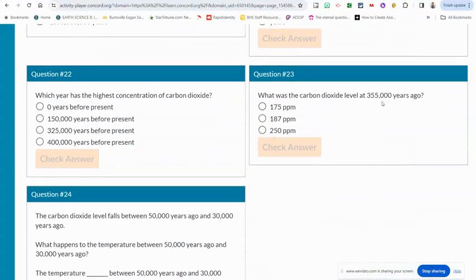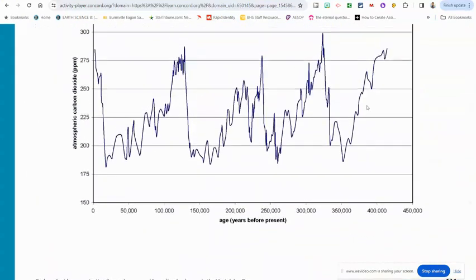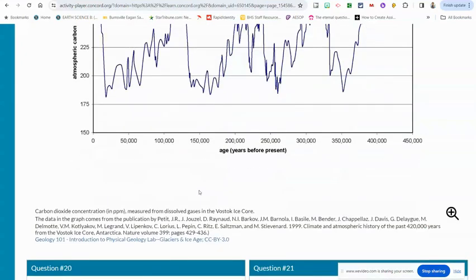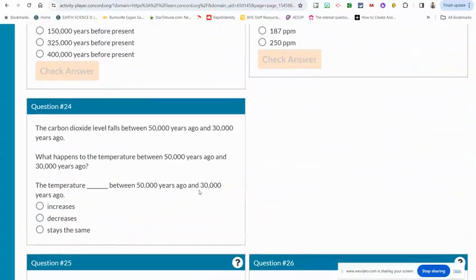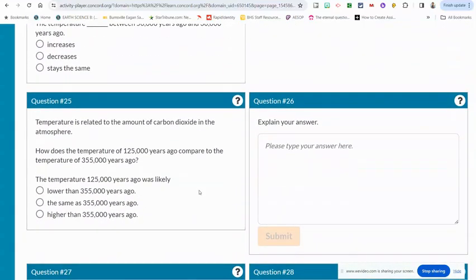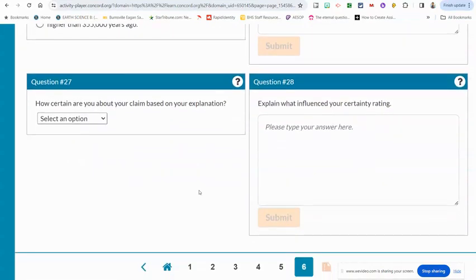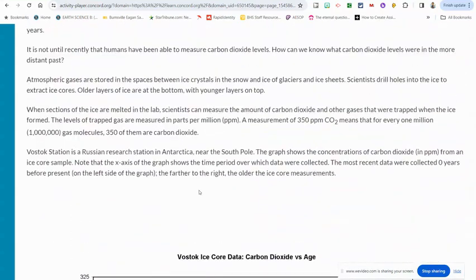What was the carbon dioxide level 355,000 years ago? 355,000 years ago, I think they're looking at this low point. Follow that over to where it intersects with the y-axis, and you have a value of carbon dioxide, ppm is parts per million, somewhere between 175 and 200. Okay. And there's some relationship questions there as well. All right, so that is activity 3.